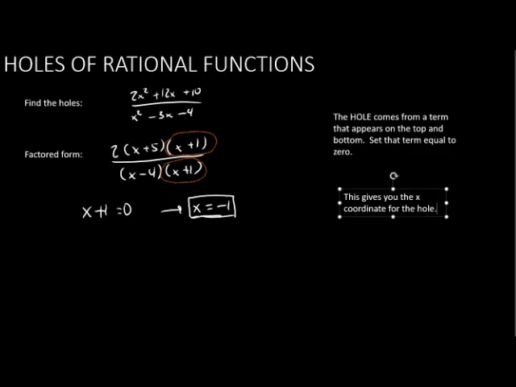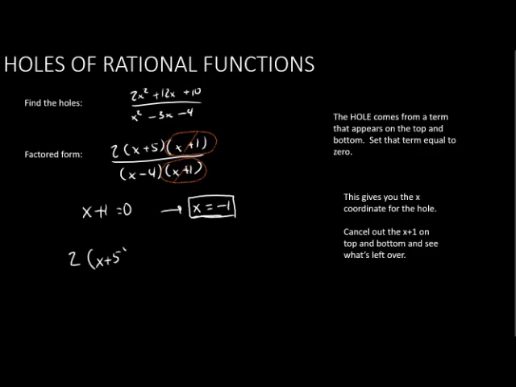In order to get the y-coordinate, we're going to cancel out the x plus 1 on top and bottom, and then we'll see what's left over. If we cancel out the x plus 1, the x plus 1 is now gone. We have 2 times x plus 5 remaining on top and x minus 4 remaining on the bottom.